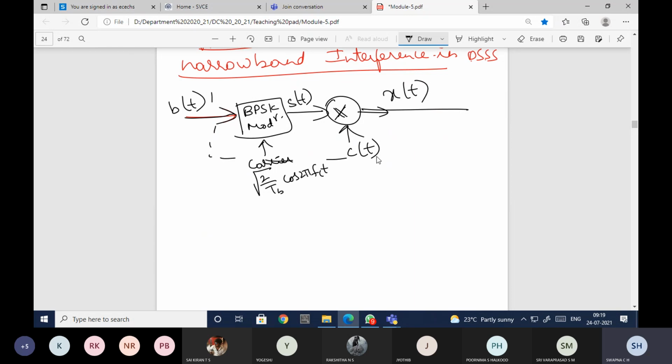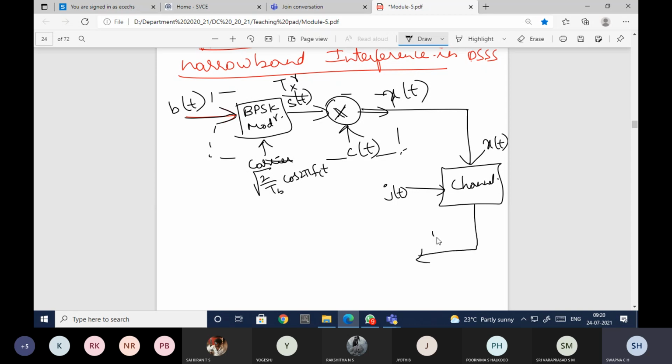Whatever I have from here to here is nothing but the transmitter diagram. Then I'll give it to the channel. The channel will add j of t to the incoming signal. X of t is coming here, it will add j of t to that, so that my resultant output will be y of t. So y of t is given to the multiplier, where y of t will get multiplied with c of t.